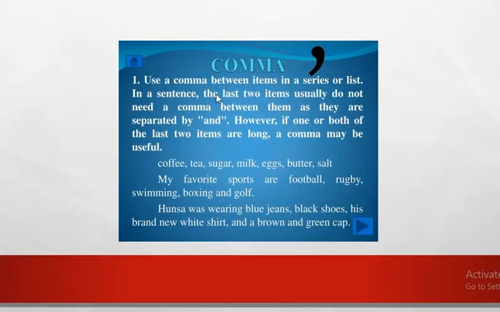We use a comma between items in a series or in a list. In a sentence, the last 2 items usually do not need a comma between them as they are separated by and. However, if one or both of the last 2 items are long, a comma may be useful. Coffee, tea, sugar, milk, eggs, butter, salt. My favorite sports are football, rugby, swimming, boxing, and golf.